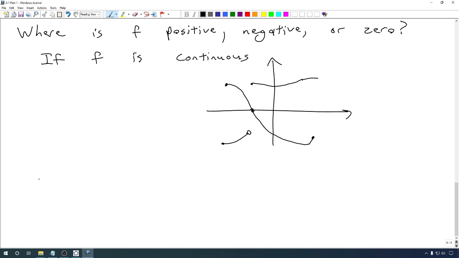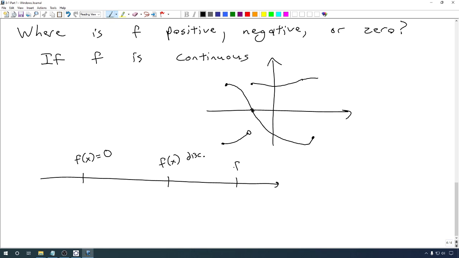And then we basically can put those onto a number line. Maybe the function is 0 here, but it's discontinuous here, and then becomes 0 here again. Maybe I can determine that at some A, B, and C.